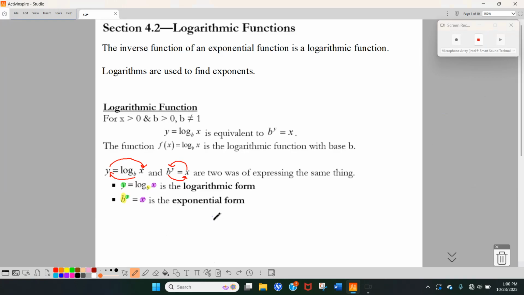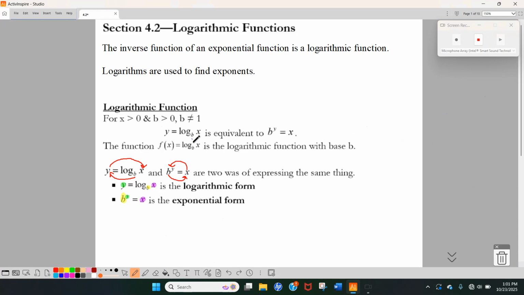All right, so again, logs are the inverse of an exponential. They were created to find exponents. All right, so some rules about logs. When you have the basic log function, this is read y equals log base b of x. So the x, the argument, the guts of the log, has to be a positive number. The base has to be a positive number. And it cannot be 1.